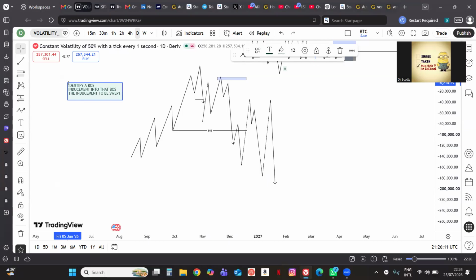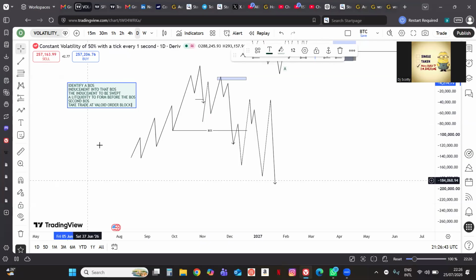We need the liquidity to form before the breakout structure. We need a second break of structure, right? Then take the trade at a valid order block.